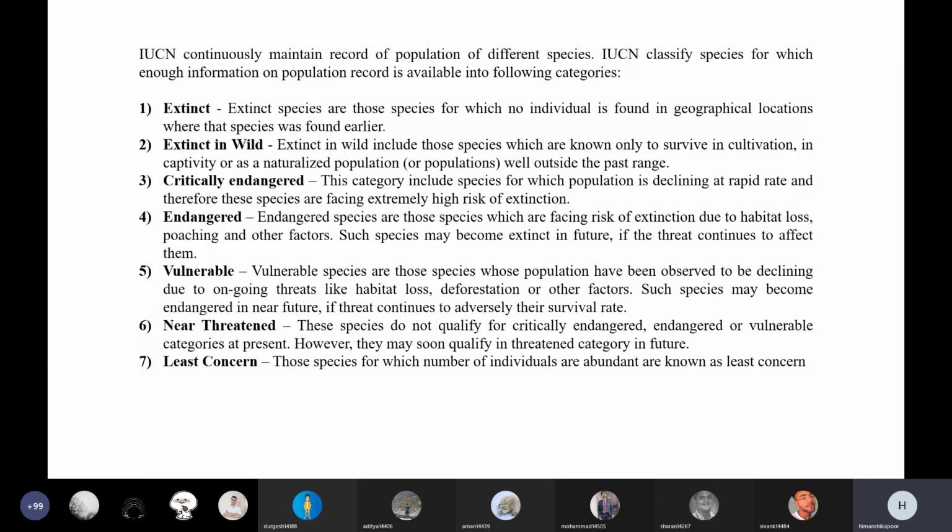So I can give you one activity on this. Can you find some of the plants and animals belonging to each one of the categories and submit it as an activity on Teams by tomorrow?